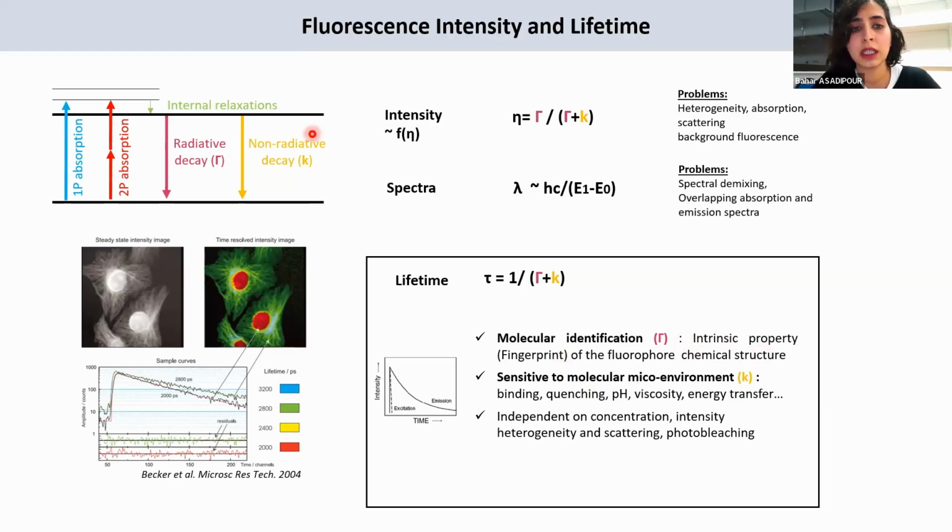And because of this dependence on non-radiative decay rates, it can be sensitive to binding, quenching, changes in pH, viscosity, if there's energy transfer, etc. And it's independent of concentration, intensity, heterogeneity, scattering and photobleaching. So it's a very powerful tool for us to extract information regarding, for example, in our case, metabolic information that can be found inside living cells.